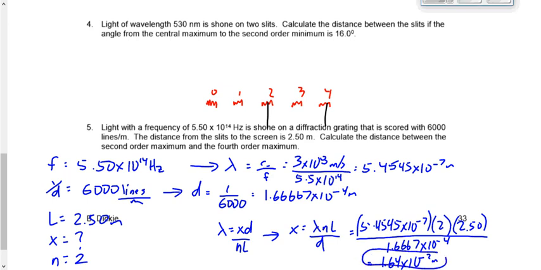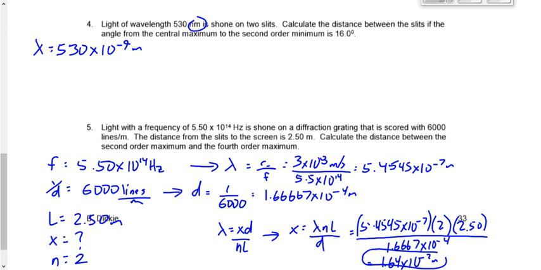The other one that we wanted to go over was question number 4, so let's take a look at that now. Light of wavelength 530 nanometers, that's going to be a wavelength of 530 times 10 to the minus 9 meters. We want to find the distance between the slits, little d. The angle from the central max to the second max is 16 degrees.